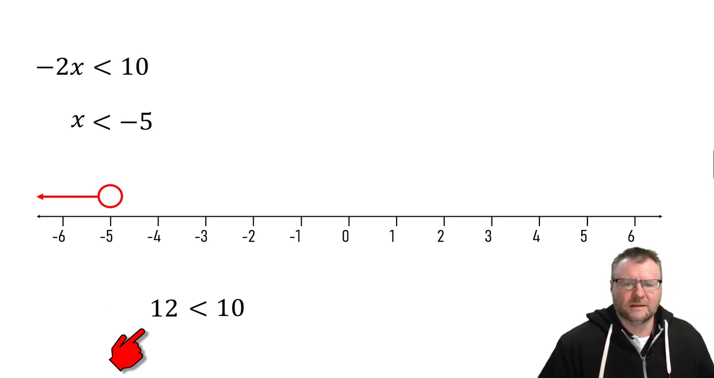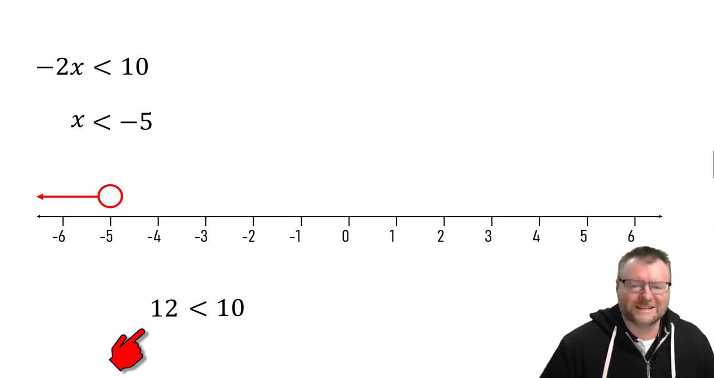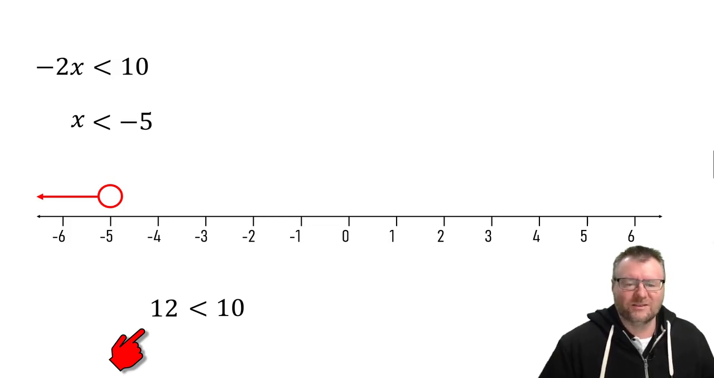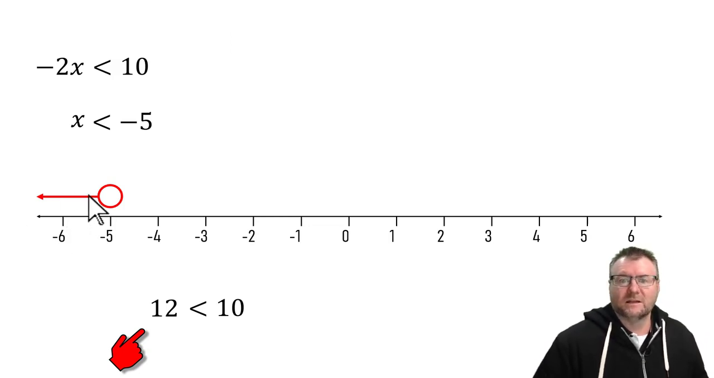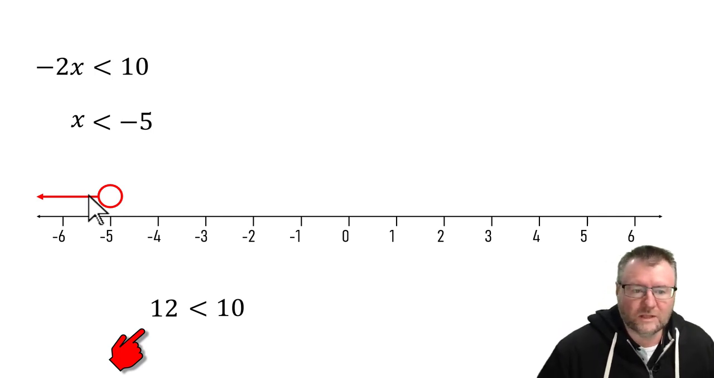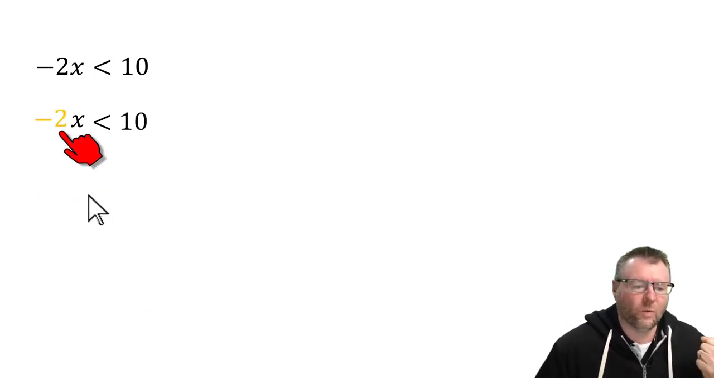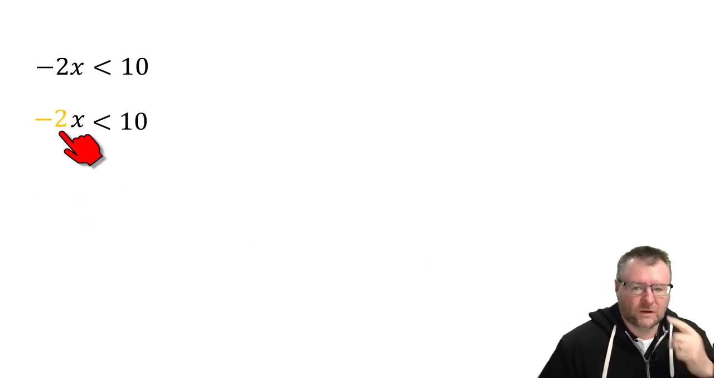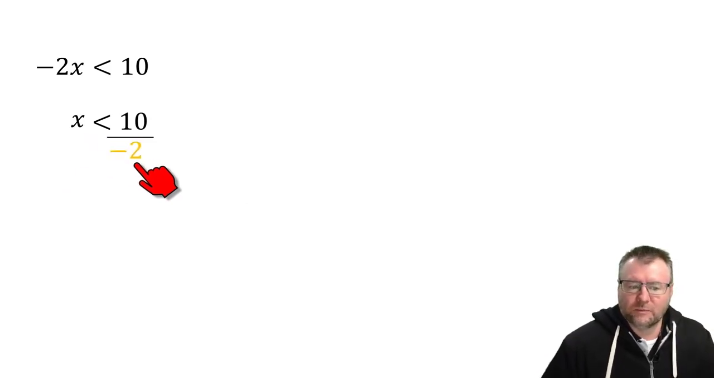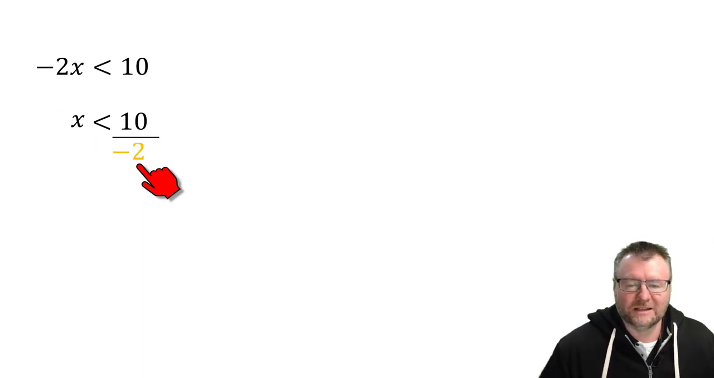But hang on a second. 12 is not less than 10. Something has gone wrong. Even though my set of solutions over here shows me that a value of negative 6 should be inside my set of solutions, it's not. So let's rewind and find out where the problem was and what we need to do to solve it. When we brought the negative 2 across to become a divide by negative 2, that bit was okay.